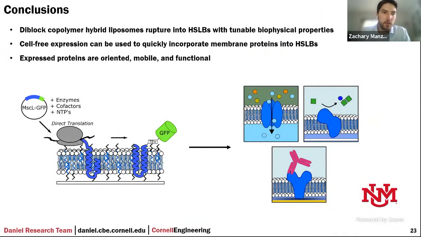So in conclusion, we are able to take diblock copolymer hybrid liposomes and form supported bilayers with tunable biophysical properties from them. We can then use cell-free expression to quickly incorporate membrane proteins into these bilayers. Importantly, the copolymer is essential for mobility, and these expressed proteins are oriented, mobile, and functional, as we were able to see with our activity readouts. We really think this approach can address a lot of different challenges in synthetic biology and building synthetic cells, such as transport phenomena, membrane protein biosensors, enzymatic conversions, and reading out complex binding events.